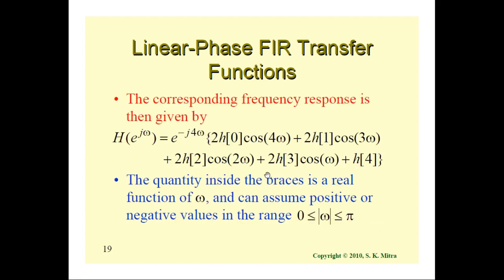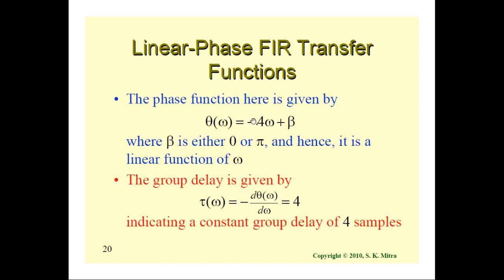Therefore, the phase function can be written as e power minus j... the phase function is minus 4 omega because it is multiplied with j, plus there is some constant term which in some cases is equal to 0 and in some cases it becomes equal to pi. For simplicity, we can take it as 0, and we can see that the phase function is a linear function of omega. So this is a linear equation, and if I take the negative derivative of this phase function, I will get a group delay of 4 samples.